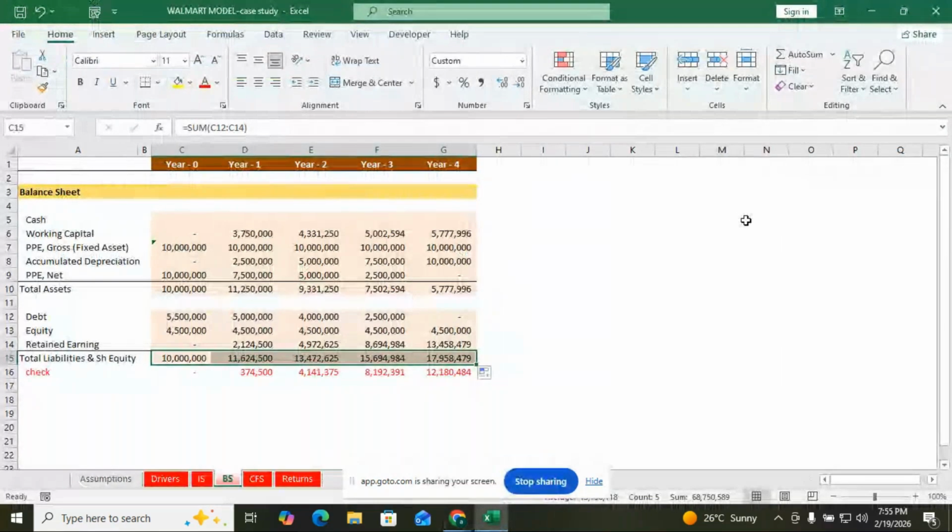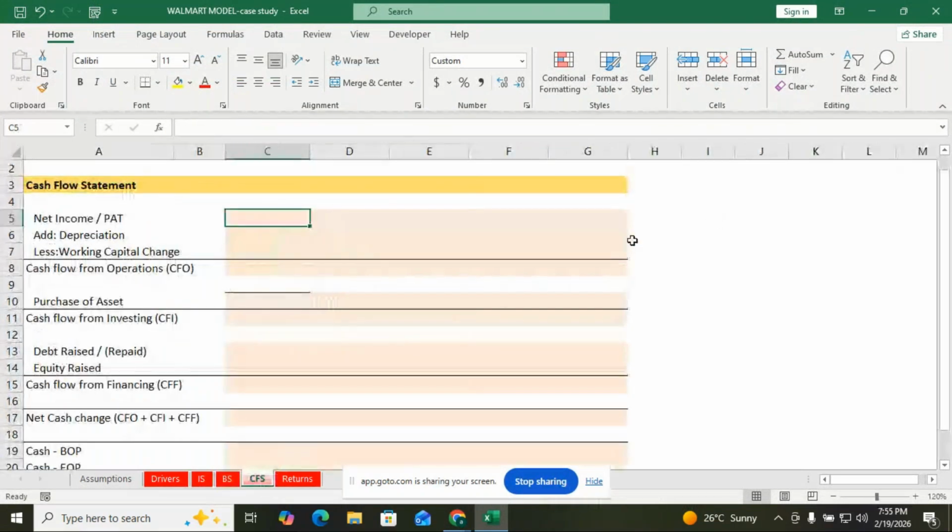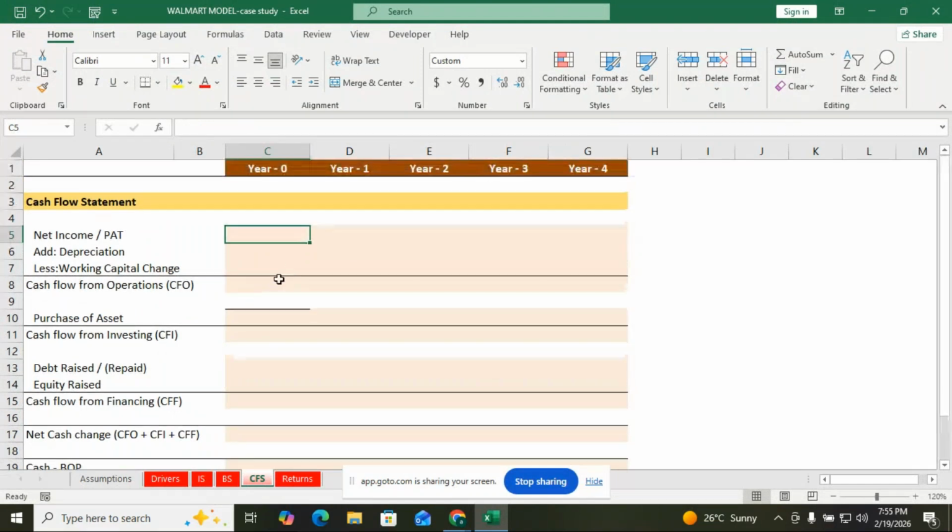So once we complete the balance sheet, next we move on to the cash flow statement. Okay? Please come to the cash flow statement. So here we start with the CFS now. First observe and then you can do it.